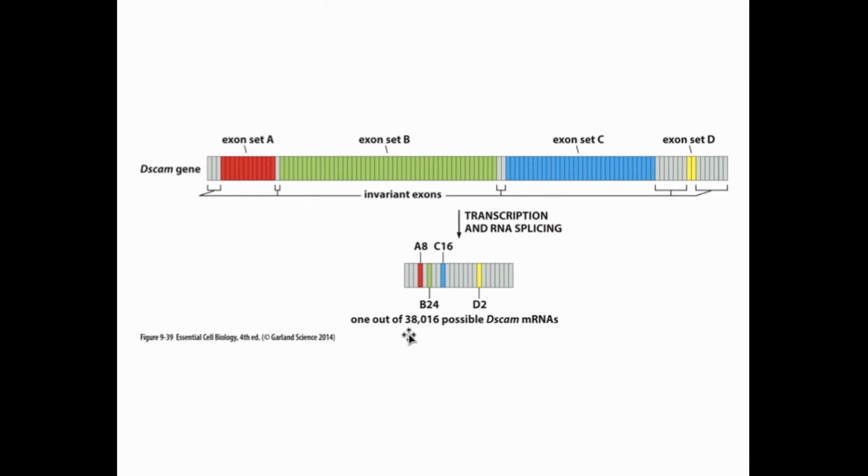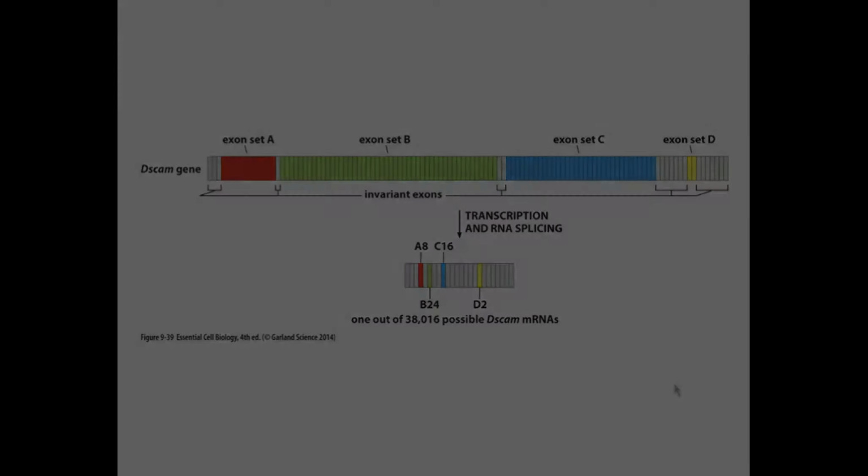So even though there are 38,000 possibilities for all these different cassettes, the actual number may be much less due to the fact that some of them are used in a few tissues at different periods of development. But this is an extreme case, once again, of exon shuffling and the potential that exists for one gene to code for many different types of messenger RNA.